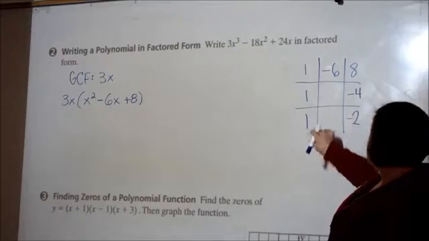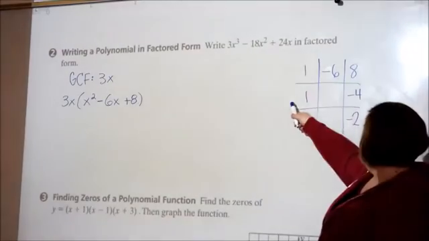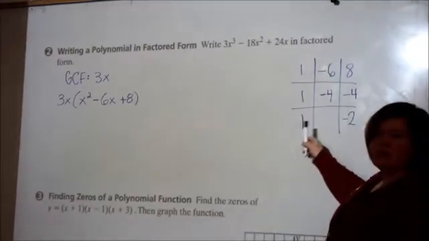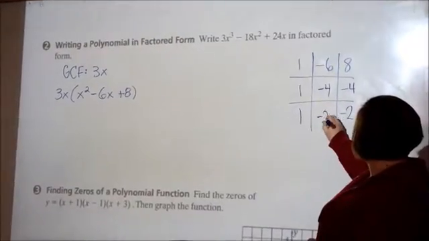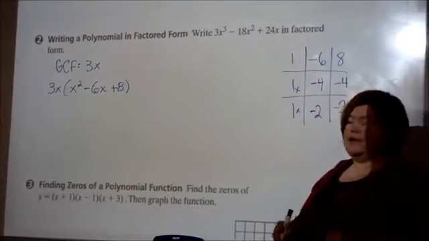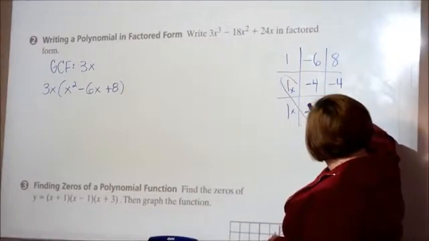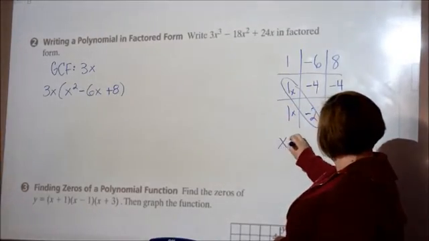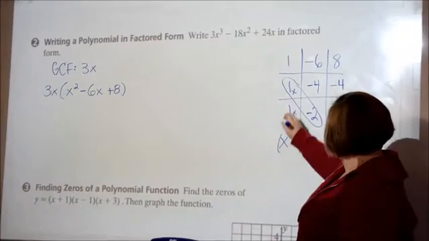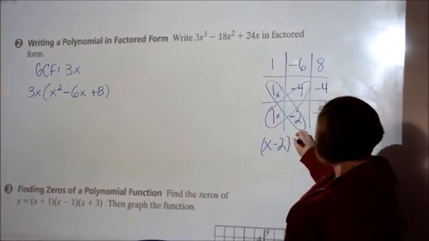And then the last two boxes, those are our easy ones. 1 times what is negative 4? Well, that's negative 4. 1 times what is negative 2? That's negative 2. Remember, I always put my little x here, and then we're looking for the diagonals. So my two factors are x minus 2, or 1x minus 2 if you want to write the 1, and x minus 4.